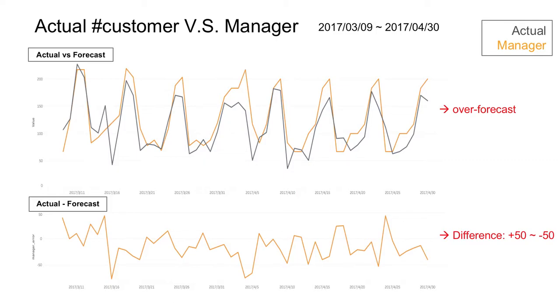Here I show the comparison between the manager forecast and actual values. The black line is actual data. The orange line is the forecasted value by one of the managers. The period is from March 9th to April 30th. During this period, we found the orange line is usually higher than the black line. It means the manager tends to over-forecast. And in the bottom chart, most of the differences are between positive 50 and negative 50, which is quite good.